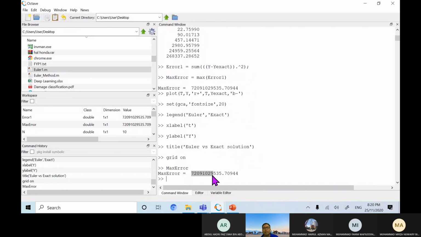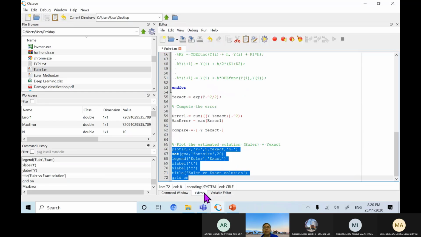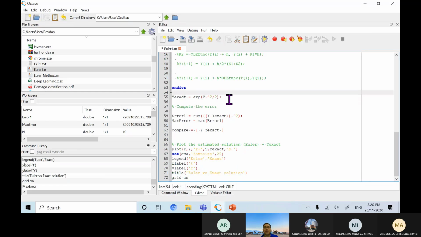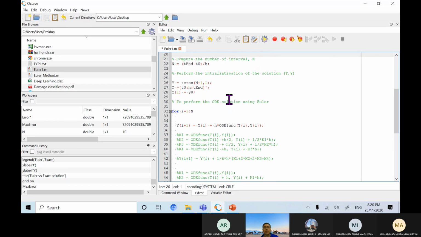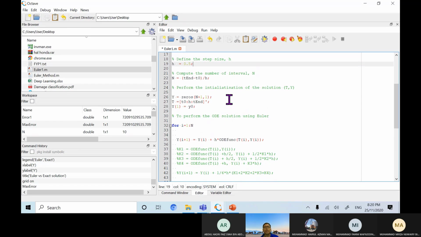Error dia banyak gila. So macam mana kita nak improve ini? We can improve this by making our size of H to be smaller. So mana H tadi? Tadi 0.5, kita buat 0.1. Cuba tengok apa kesan dia. Saya run semuanya sekali.